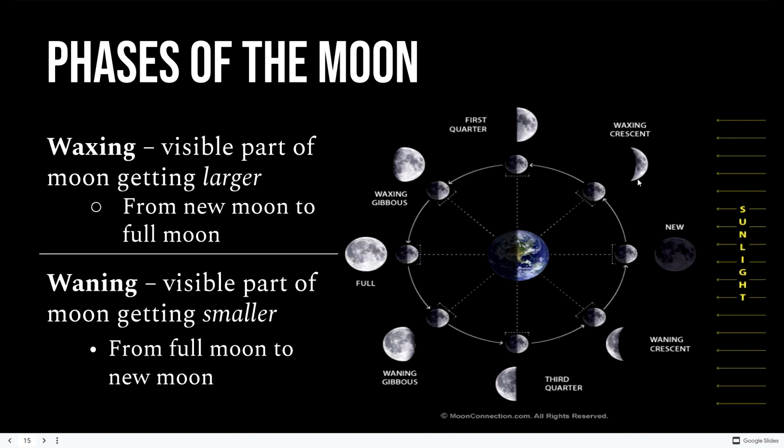If it is waxing, then the visible part that's lit up is getting larger. And that's going from new moon to full moon. It's called waxing because the piece that is lit up is getting larger. If it is waning, it's getting smaller. To wane means to shrink. So going from full to new, it is waning because you see a little bit less lit up in each phase.